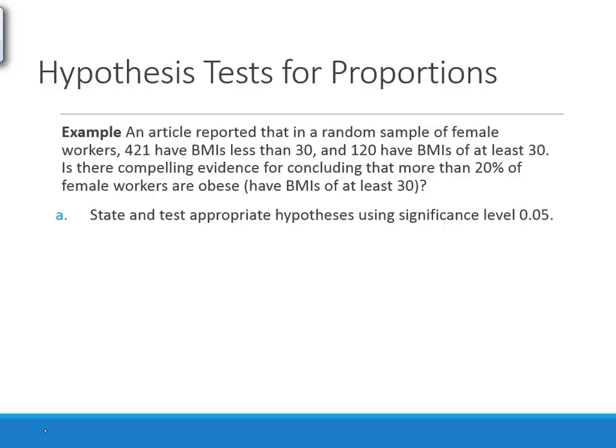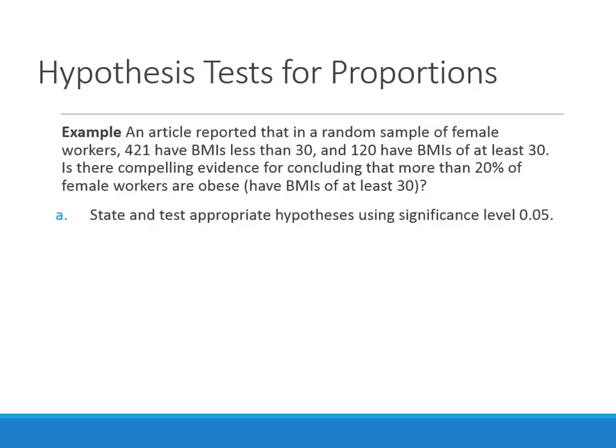Okay. So final example here. We have an article reporting that in a random sample of female workers, 421 of them have body mass index of less than 30, and 120 of them have body mass index of at least 30, so 30 or more. So the question we're going to look at here: is there compelling evidence for concluding that more than 20% of female workers are obese, or have a body mass index of 30 or higher? We want to state and test the appropriate hypotheses using alpha equals 0.05.